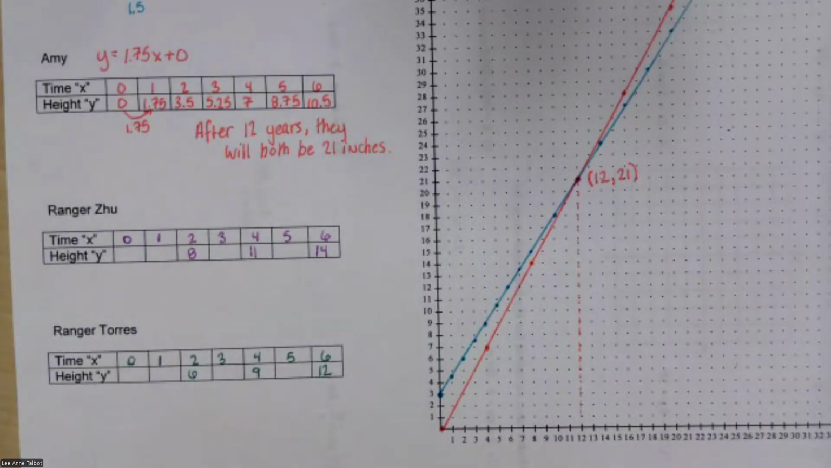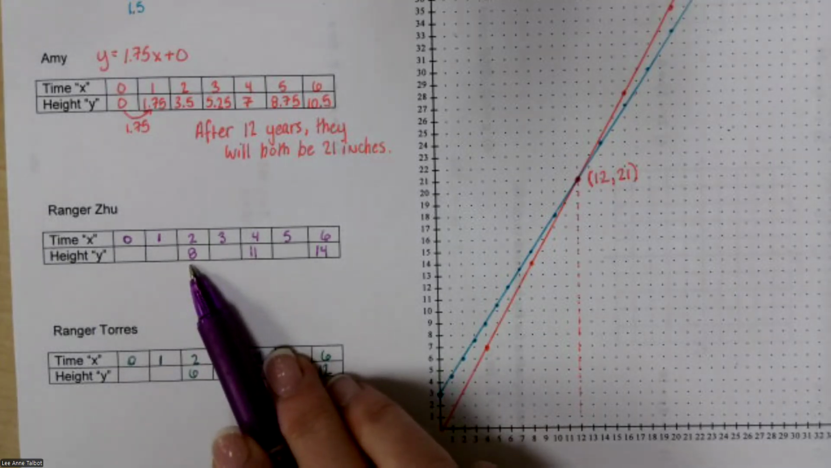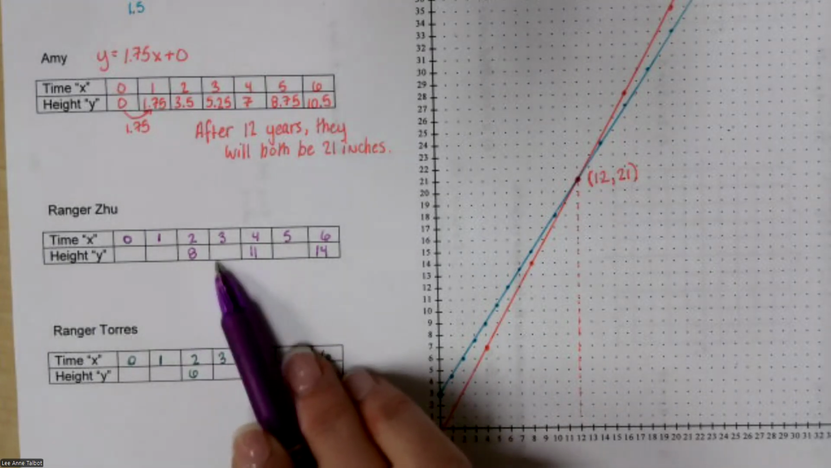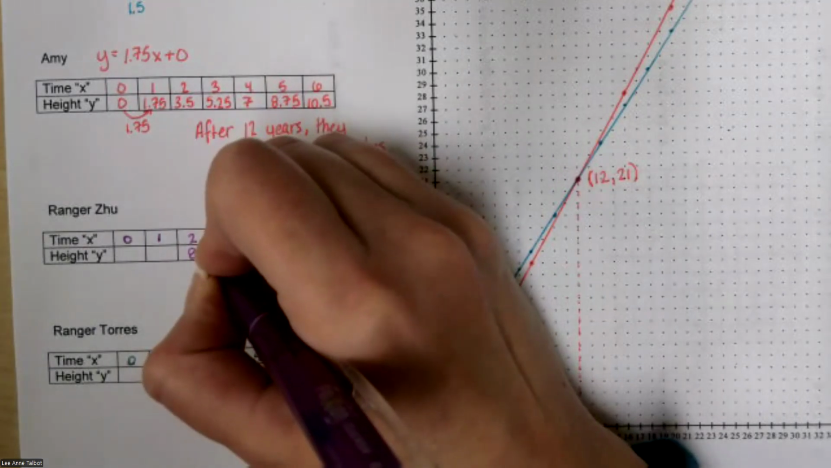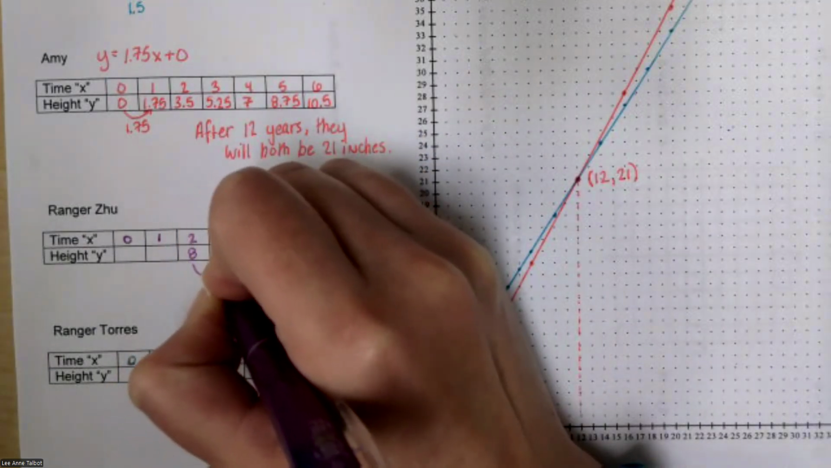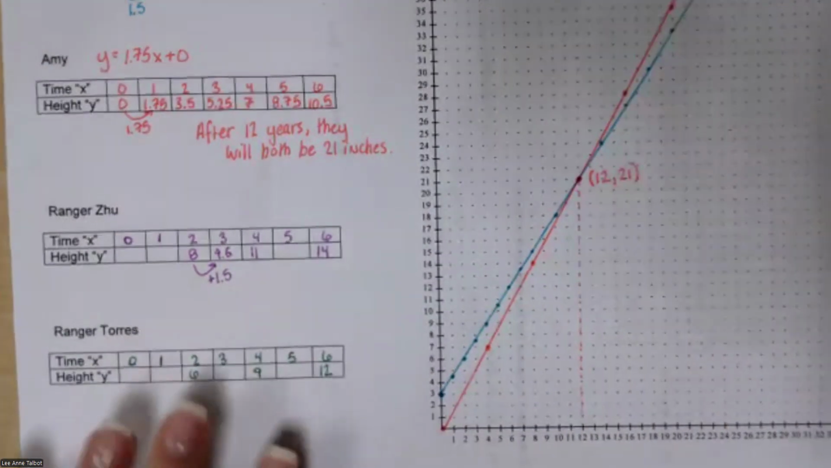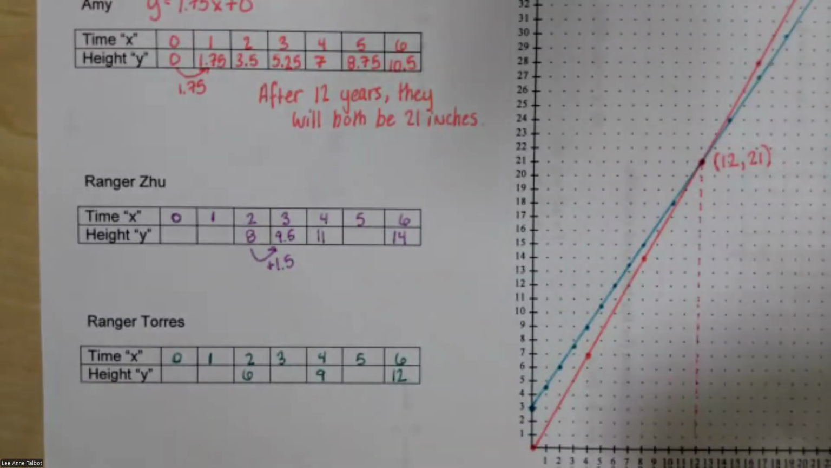Okay, so if Ranger Zoo is going up 3 every 2, what should this one be? 9.5. Beautiful. Okay, and so they're going up 1.5 each time. Does that look familiar?